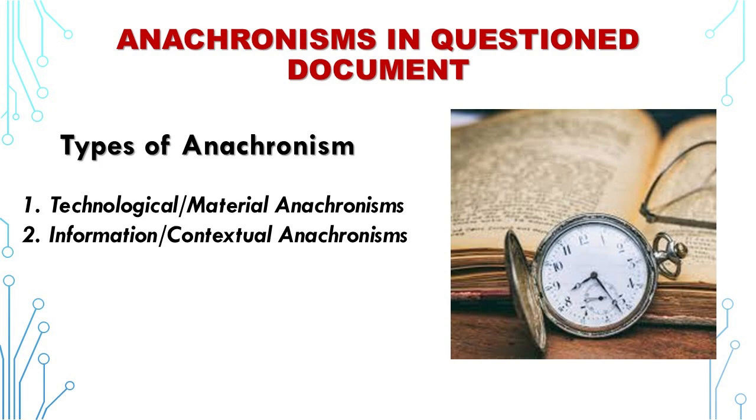So I said the first one is technological or material anachronism. The second one is informational or contextual anachronism. This is about the content written on the page, so you have to check the content that you have on the page. For example, the corporate branding. An official document dated 2000 that claims to be from a company using a logo that was not yet designed until 2012. That is anachronism.